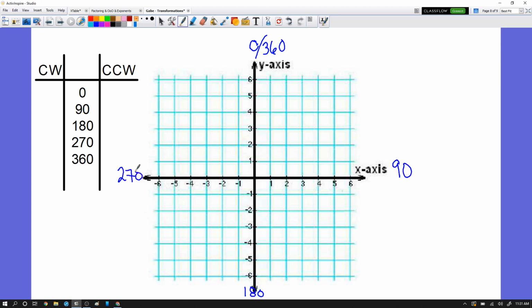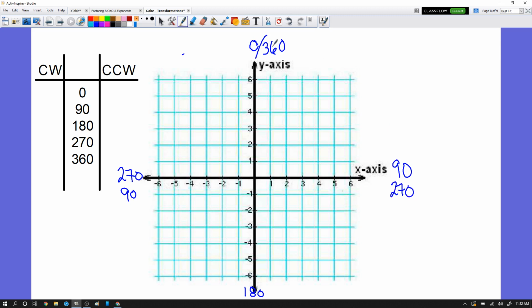And what I just did was clockwise. So by going to the right and going around, it's going to start at 0, go to 90, 180, 270, 360. If I go counterclockwise, it'll be 0, 90, 180, 270, back to 360.